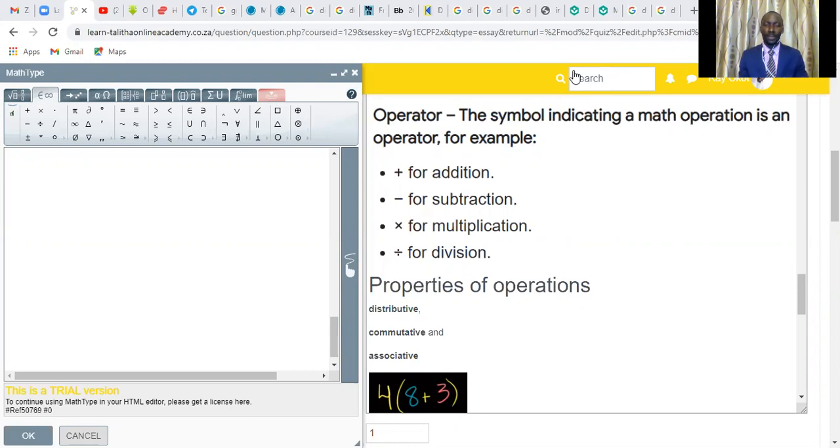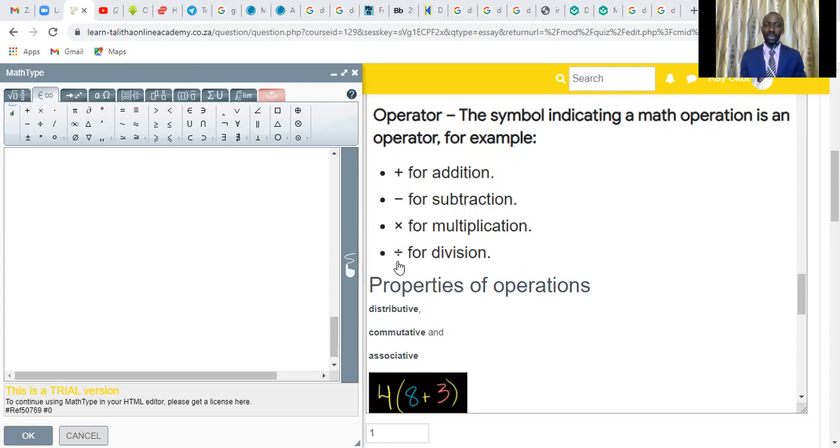Properties of operations. In this lesson, we discuss properties of operations. Notice that the operations we are going to be dealing with are addition, subtraction, multiplication, and division. These are the four operations that we have basically in mathematics. And in this video, we discuss the properties, that is, how we use these operations, especially when we are dealing with complex cases.